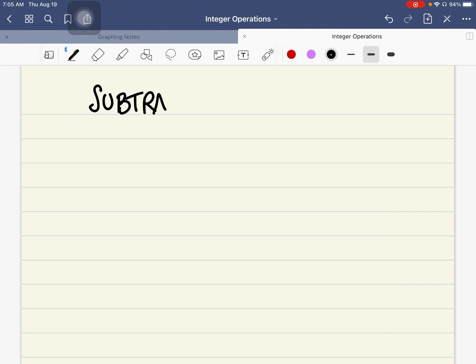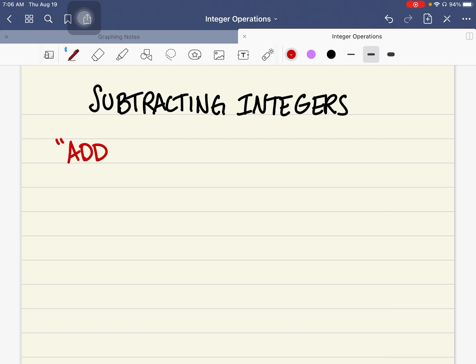So, subtracting integers. All right, so something to keep in mind is subtraction is just adding. I know that sounds weird, but it is adding the opposite of the next number.